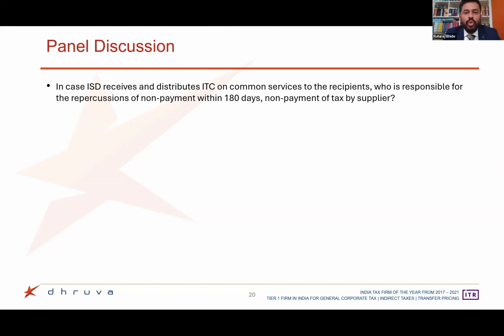Understood. So as long as the end goal of reversal of credit is met, you could opt for either of the ways which sort of fits into your administrative setup.